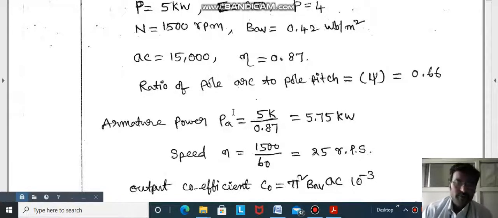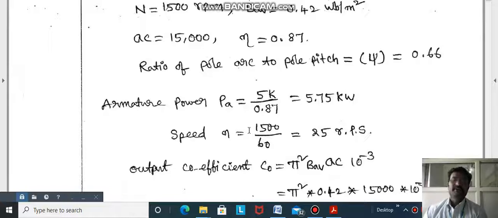So armature power P_A is equal to 5 kilowatt divided by the efficiency, 0.87. So P_A is nothing but 5.75 kilowatt. That's the power generated in the armature of the generator, and output power will be 5 kilowatt. Whenever we go for a generator, the armature power is always greater than the actual output power. So here the armature power value will be 5.75 kilowatt.